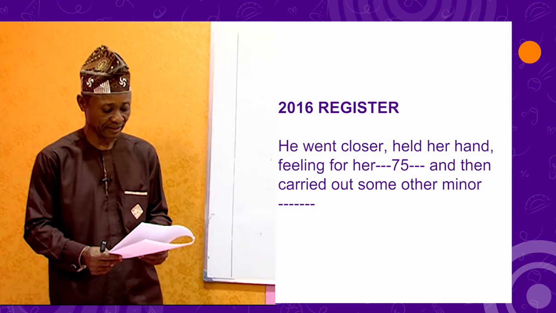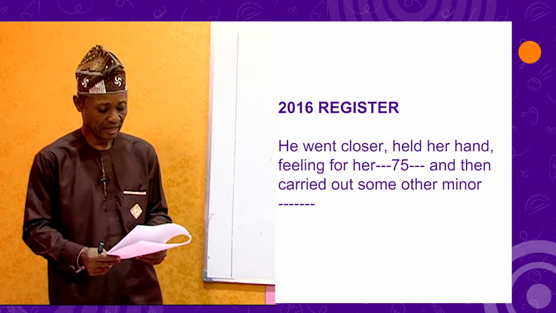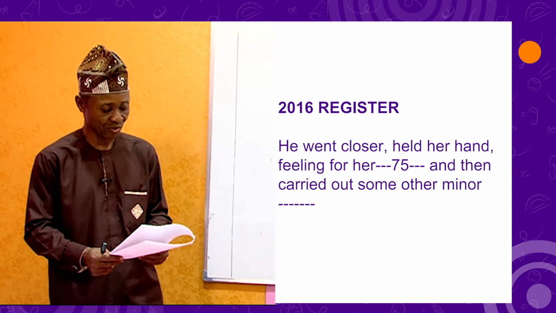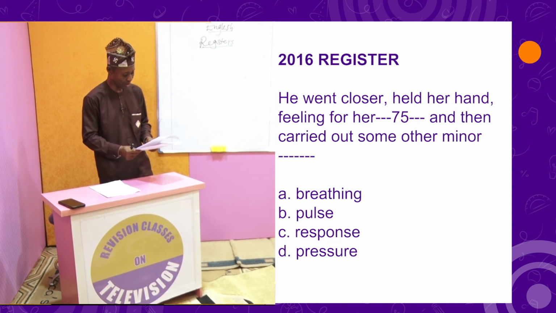He went closer, held her hand, feeling for her dash, and then carried out some other minor dash. Question 75. Options are A, breathing, B, pulse, C, response, D, pressure. Option B, which is pulse, is the appropriate answer to that question.